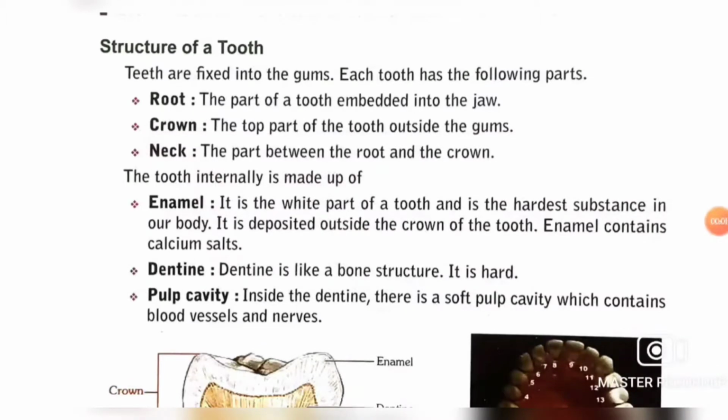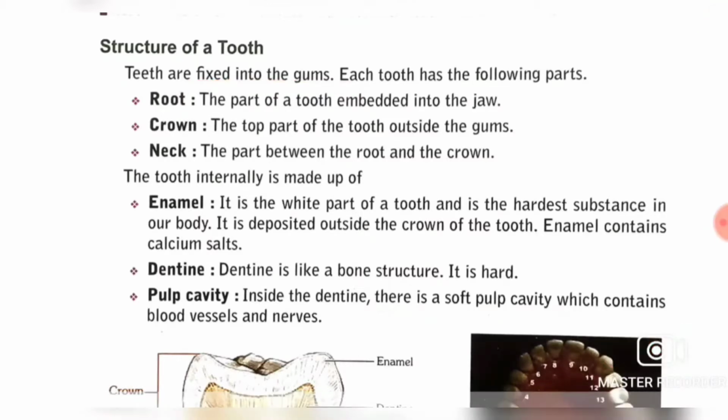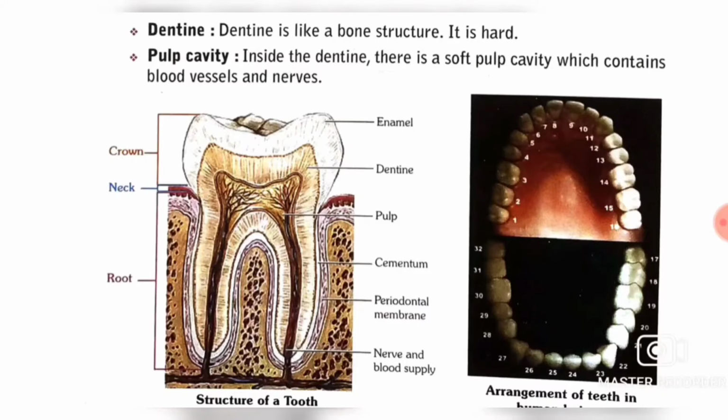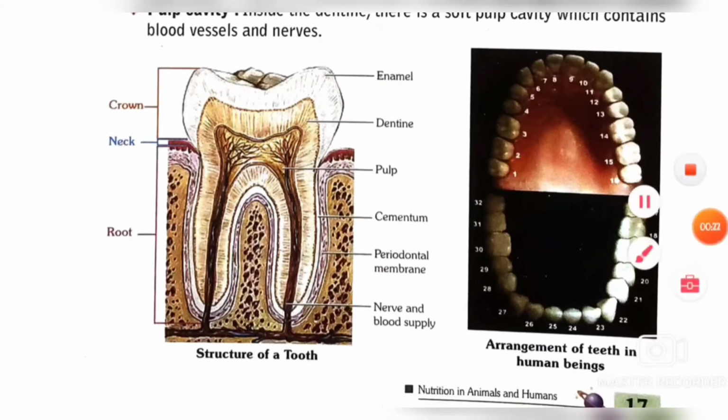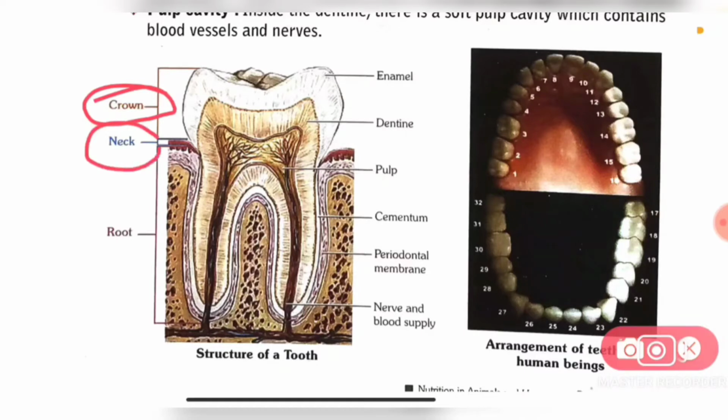Okay. First of all, we will learn about the structure of our tooth. As we know, teeth are fixed into our gums. আমাদের দাঁতগুলো কিন্তু আমাদের মুখের মাড়ির মধ্যে ফিক্স করা থাকে. Every tooth has some of the following parts. First of all, we can divide the teeth into three main parts. One is the crown, next is the neck, and third one is the root.